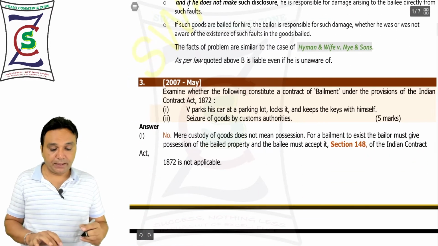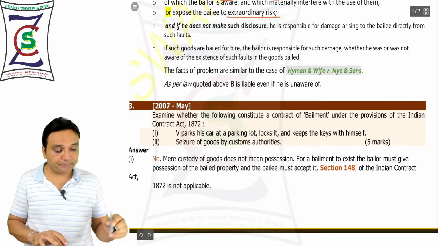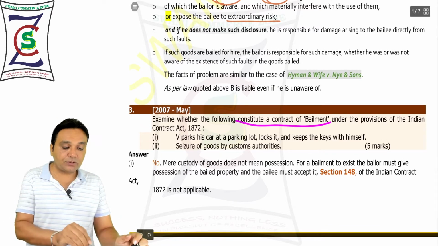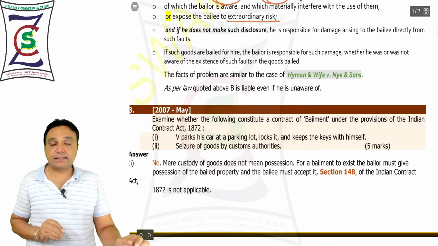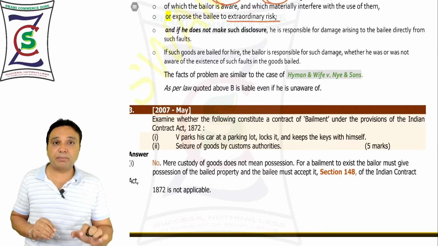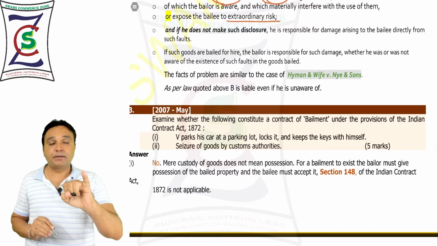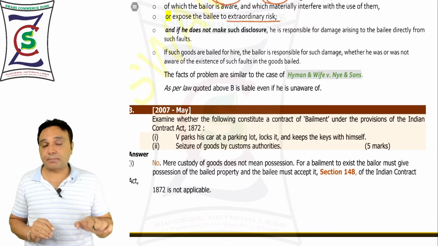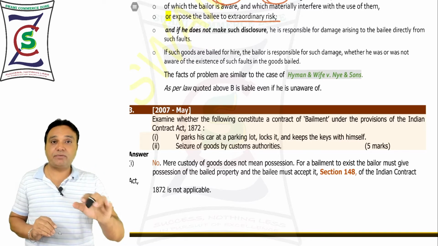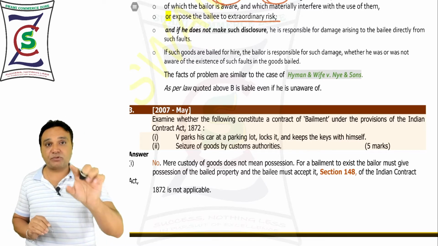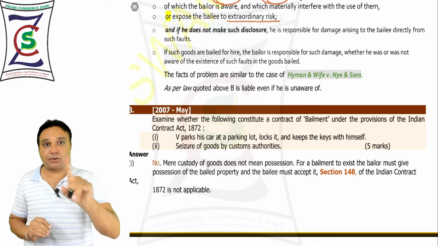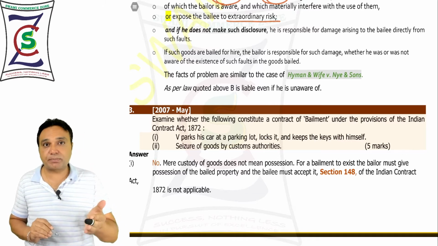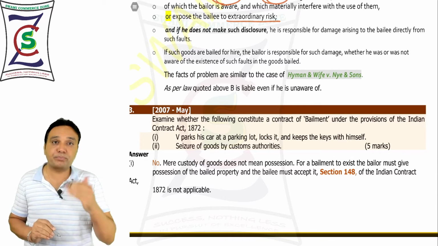Next question, 2007 May. Examine whether it constitutes a bailment in the following cases. See, under section 148 we do bailment. Bailment is delivery of goods from one person to another for a purpose. Now the point is, what is delivery? We do section 149, whereby we say delivery means transfer of possession, not mere custody. And bailment is not about transfer of ownership, it is simply about transfer of possession.